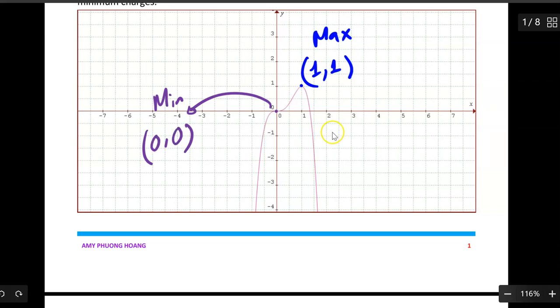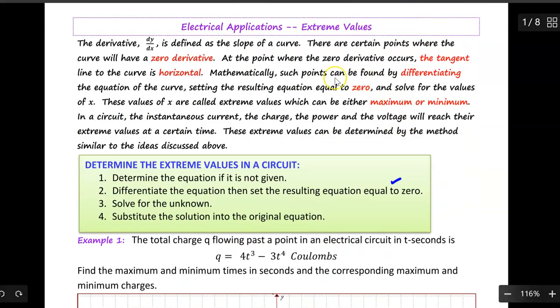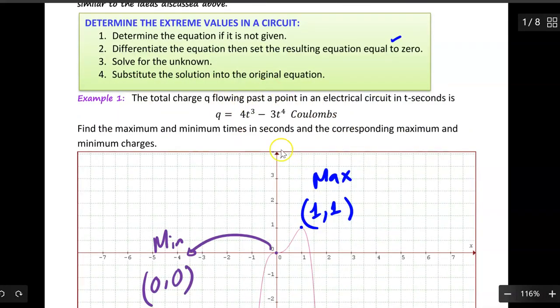Obviously you see that on this graph 1 and 1 is a max and 0, 0 is a min, and it's quite practical in terms of what they are asking us to find, right? So the maximum occurs at the maximum charge of 1 and 1. The minimum occurs at time 0, resulting in the 0 value for the charge as well.